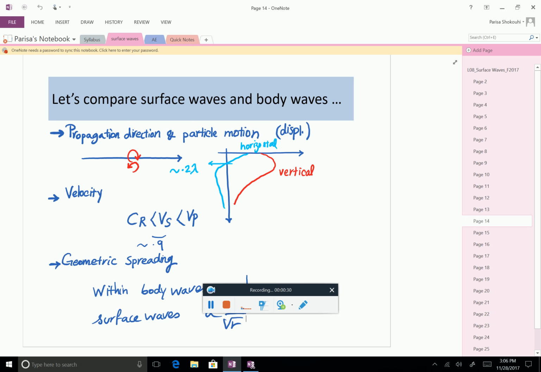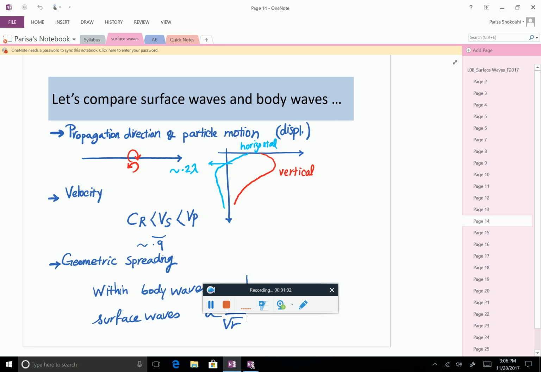In terms of propagation direction and particle motion, does anyone want to tell the class how a surface wave is different from shear and compressional waves, just to warm up after the break? It doesn't have to be 100% right either. The surface waves have both components, normal and parallel to the direction of motion, whereas body waves are either or.